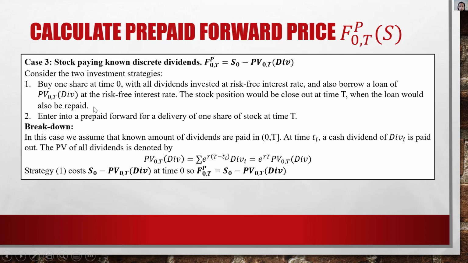So for the first strategy, at time 0, the cost should be S0 minus PVOTDIV. Because when you buy the stock, you pay S0. And what you earn at time 0 is the present value of all dividends. So S0 is what you pay and the present value of dividends is what you earn. That's why the cost at time 0 should be S0 minus the present value of the dividends. And by doing so, also using the law of one price, we get FOTP, F0T prepaid, equal to S0 minus the present value of all dividends paid out between 0 and T. So that's how we got the three formulas.